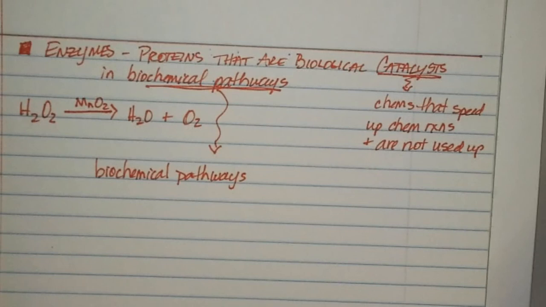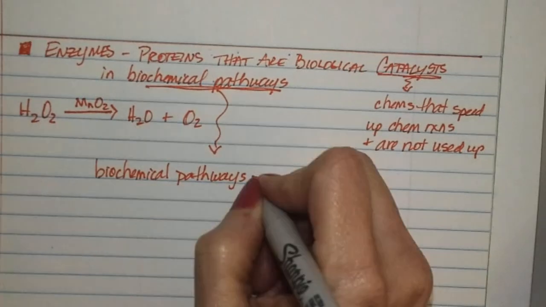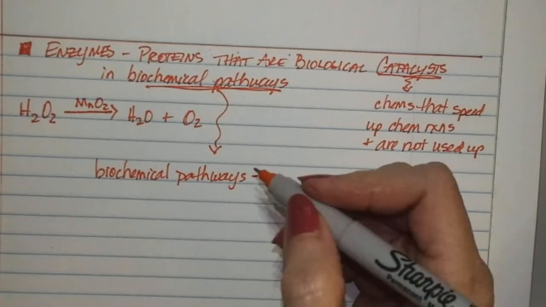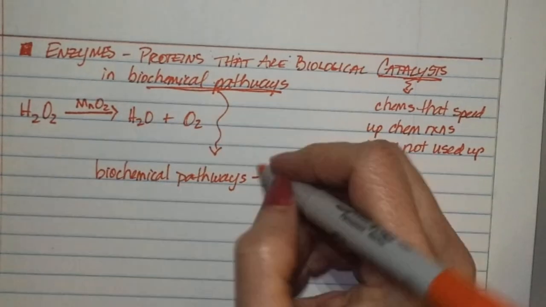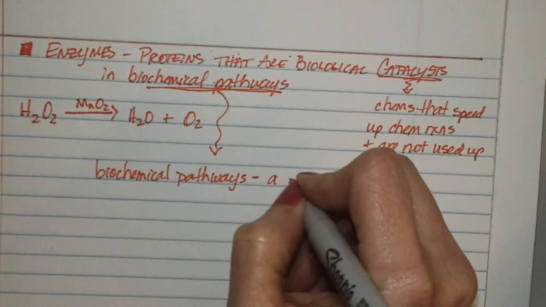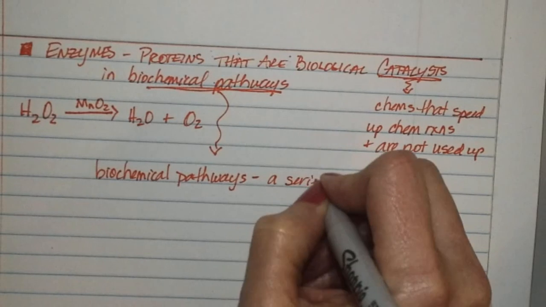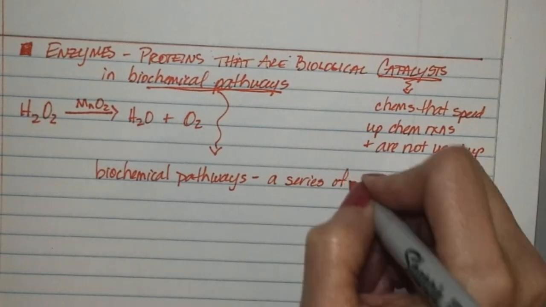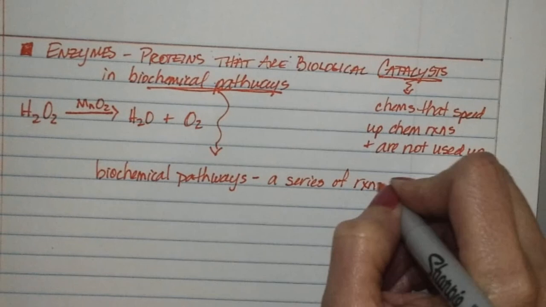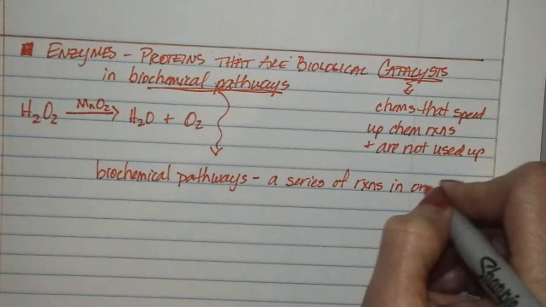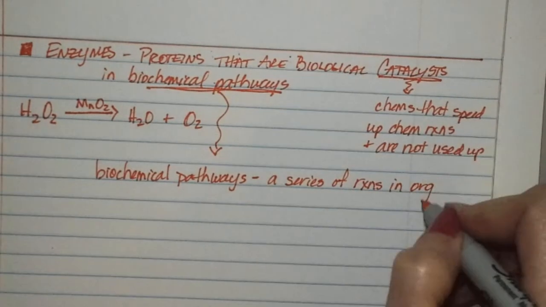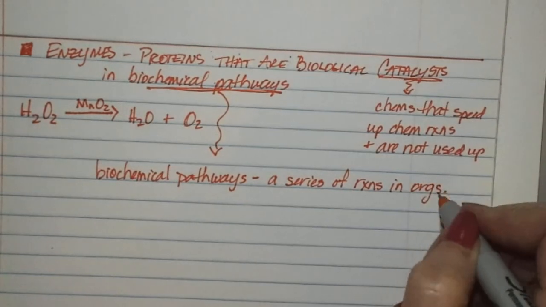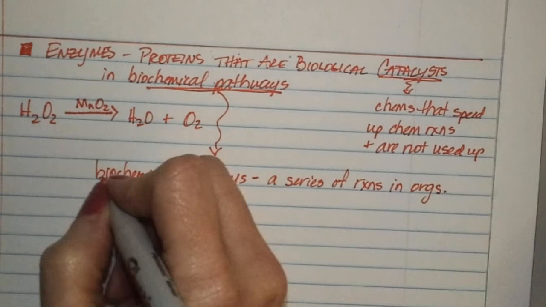This biochemical pathway, or pathways, they're a series of chemical reactions in organisms. So if you have one pathway, it's a series of reactions in organisms, because it says bio, right? Life. So it's in organisms. And these you should know already. Respiration, cellular respiration. So here's some examples.